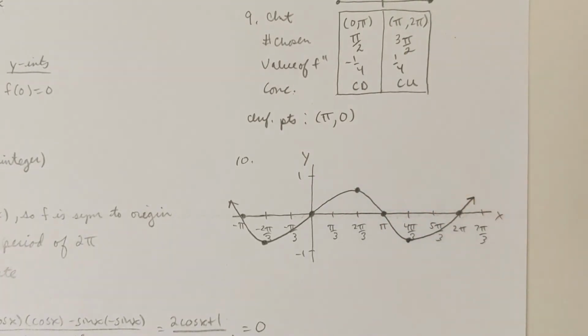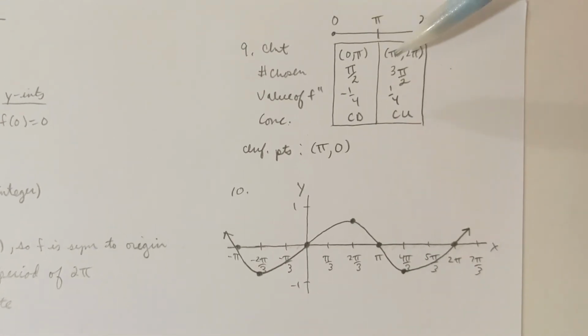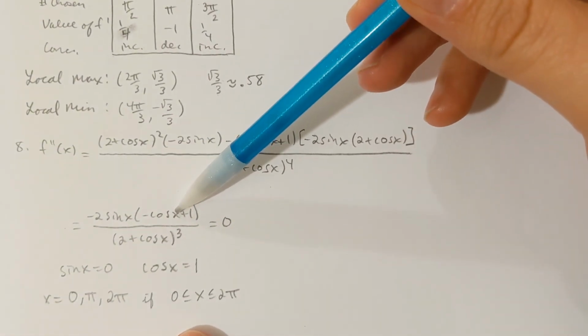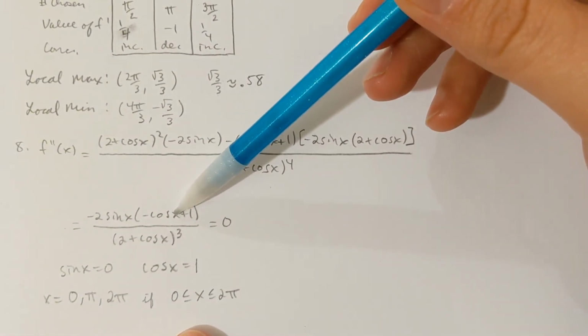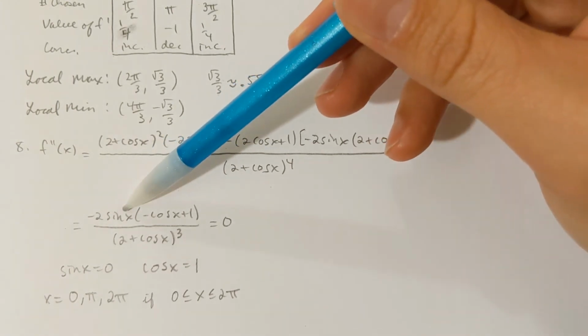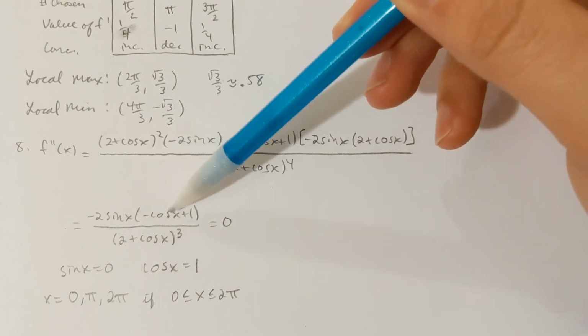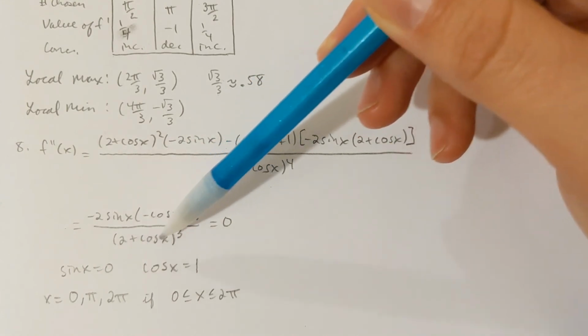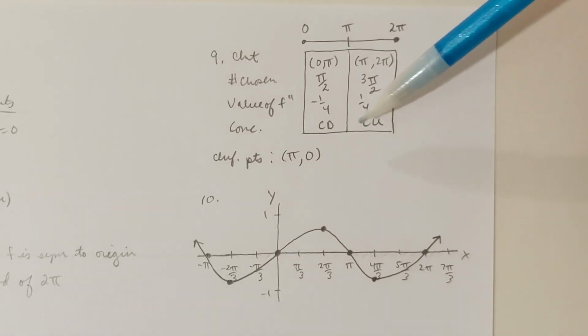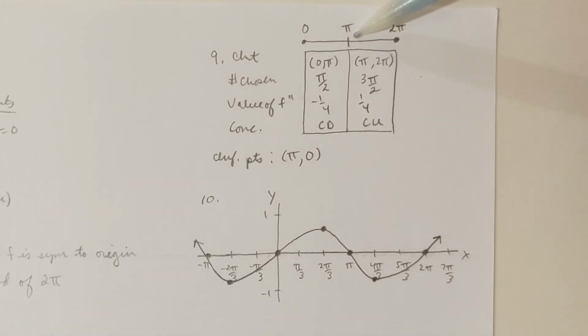Here's another one. If I select a number between pi and 2 pi, like if x is 3 pi over 2, plug that in. Cosine of 3 pi over 2 is 0. Sine of 3 pi over 2 is negative 1. Negative 2 times negative 1 is 2, times 1 is 2, divided by 8. 2 over 8 is 1/4. So we're concave up. All right, we switch concavity once at x equal pi.